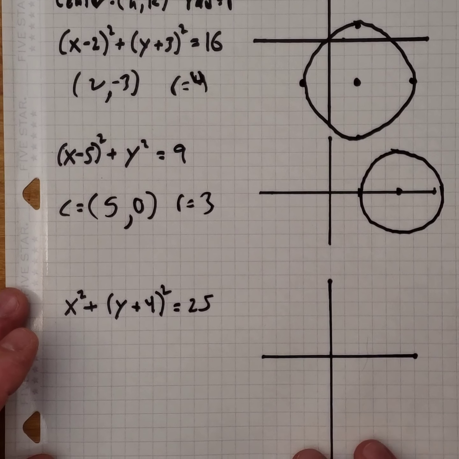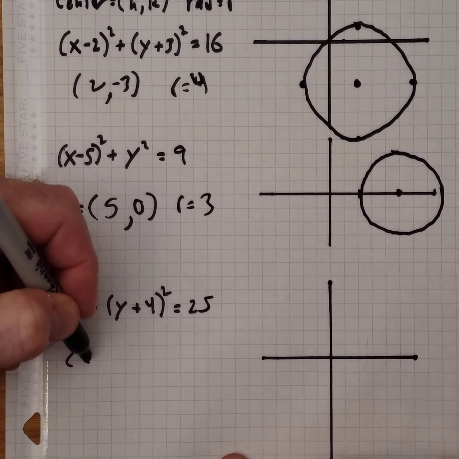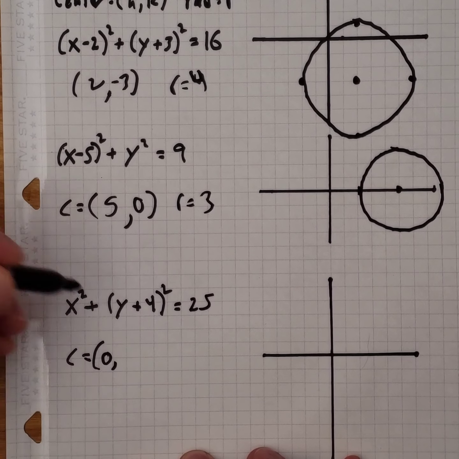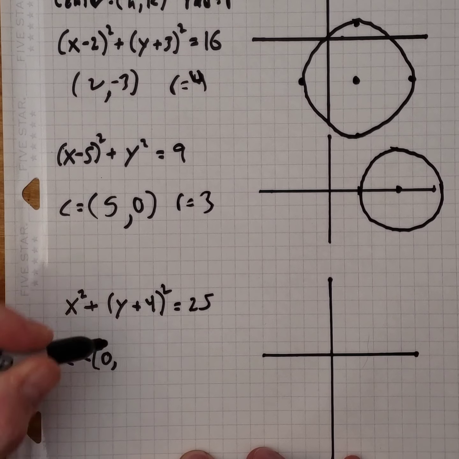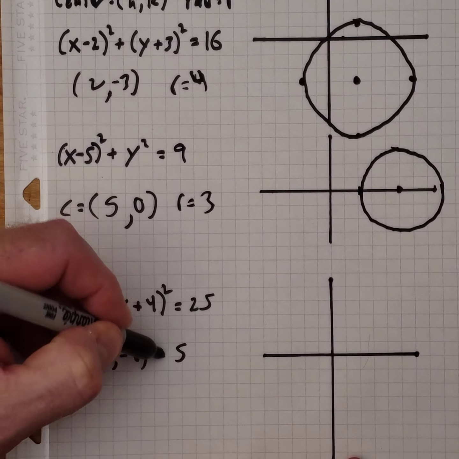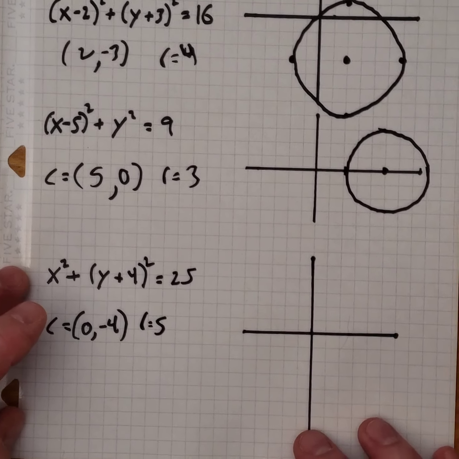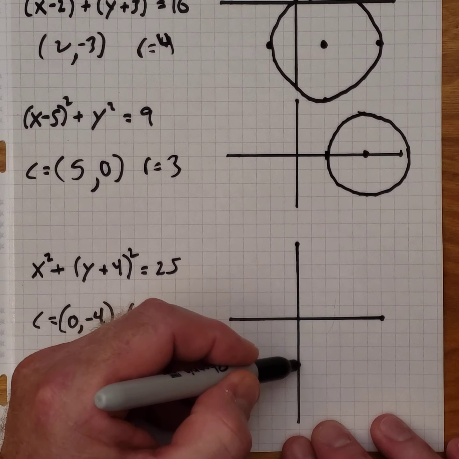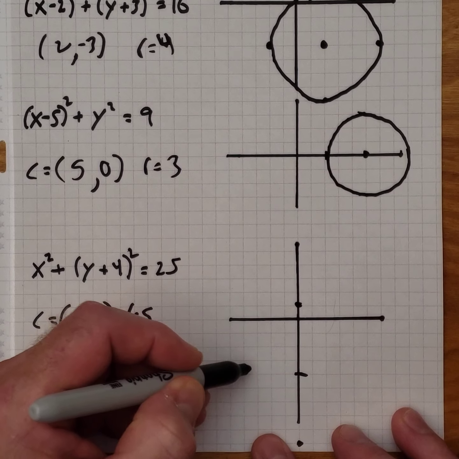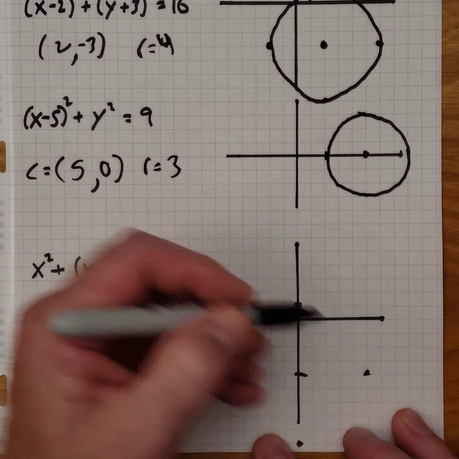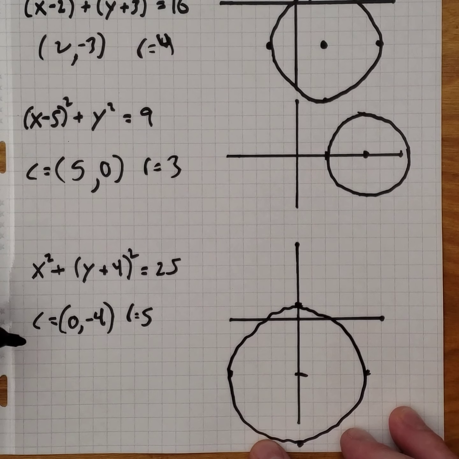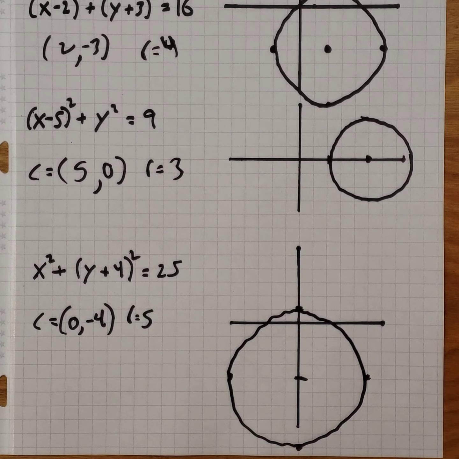Okay, one more. Our center is going to be, there's nothing in there with the x, so that's a 0. Positive 4, change the sign, so our y-coordinate is going to be negative 4. And then the square root of 25 is just 5. So we have a radius of 5. So our center is at (0, -4). That's down here. And then we go up 5, down 5, left 5, and right 5. And fill in something that looks roughly round. Very roughly round.